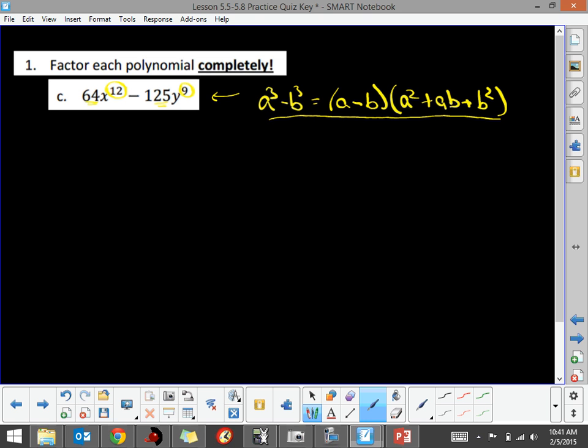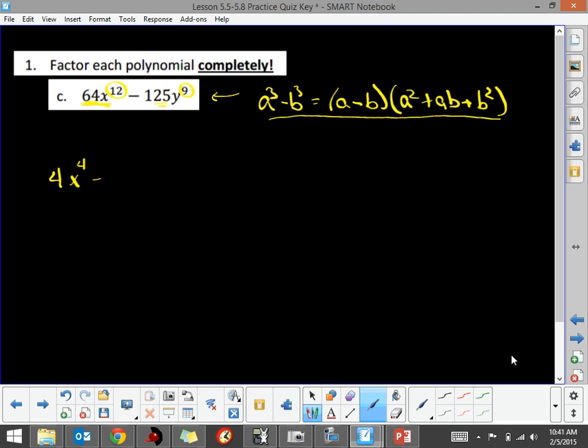So we want to take the cube root of the first thing. Well, the cube root of 64 is 4, and the cube root of x to the 12th is x to the, all you have to do is divide the exponent by 3, which is x to the 4th, because x to the 4th times x to the 4th times x to the 4th is x to the 4th cubed, which is x to the 12th. So I'm just trying to explain that perfect cube in there.